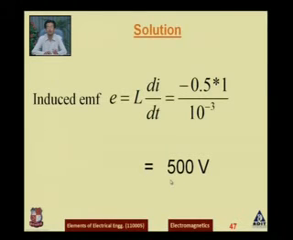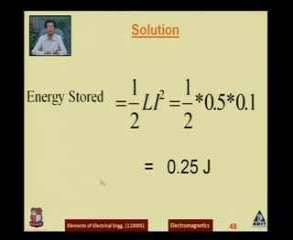Now the question is how to find out the energy that will be stored in the inductor. So which equation can you use? You can use the equation energy stored is equal to 1/2 L i square. So 1/2 into L, which is 0.5 Henry, and the value of current, that is 0.1. So we can find out the energy that is stored in the inductor is equal to 0.25 joule.